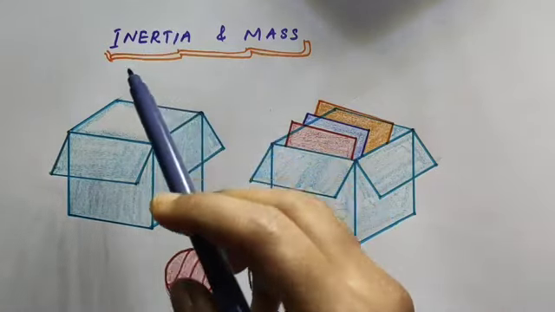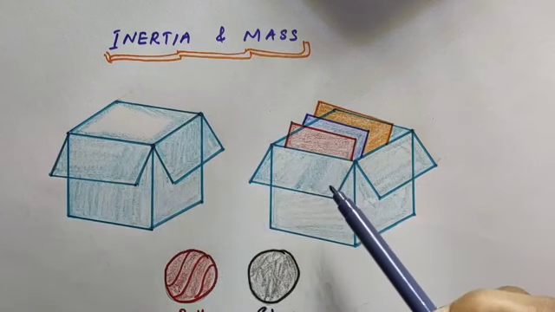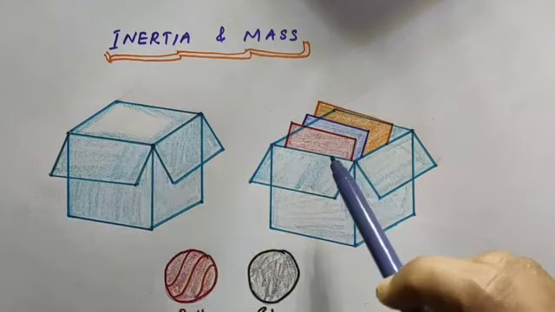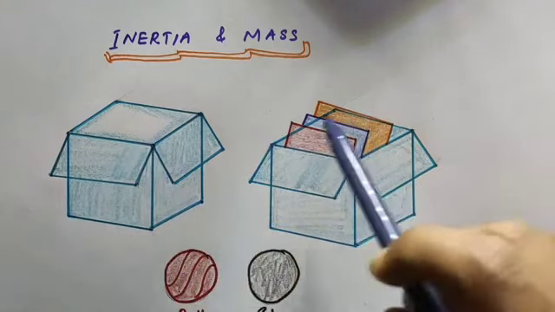Do all bodies have the same inertia? We all know that it is easier to push an empty box than a box full of books. Right, here you can see an empty box, and here you can see the same box, with the same size, but it is full of books. So it is easier to push an empty box than a box full of books.